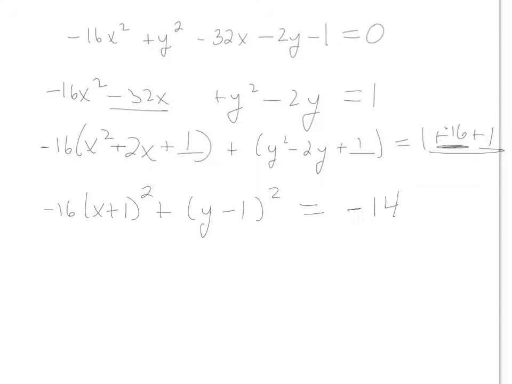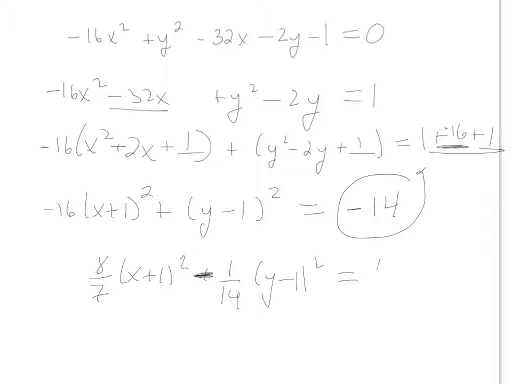But that's okay. If I look at this equation, we know that we always want this to equal 1 if we can. So I'll divide everything by -14. That's going to give me 8/7 times x plus 1 squared minus 1/14 times y minus 1 squared equals +1.